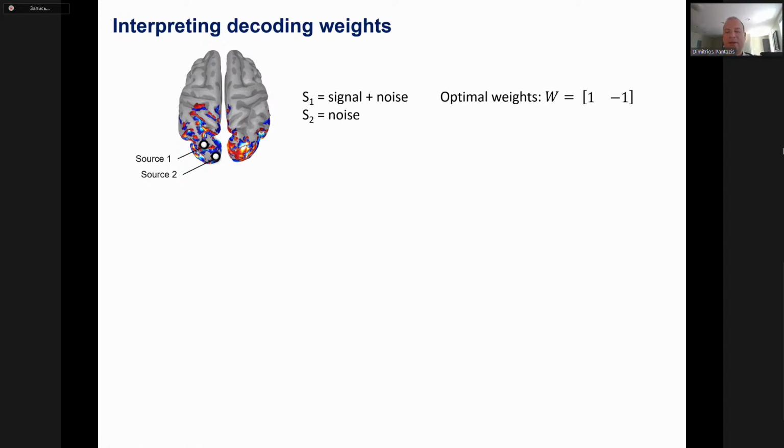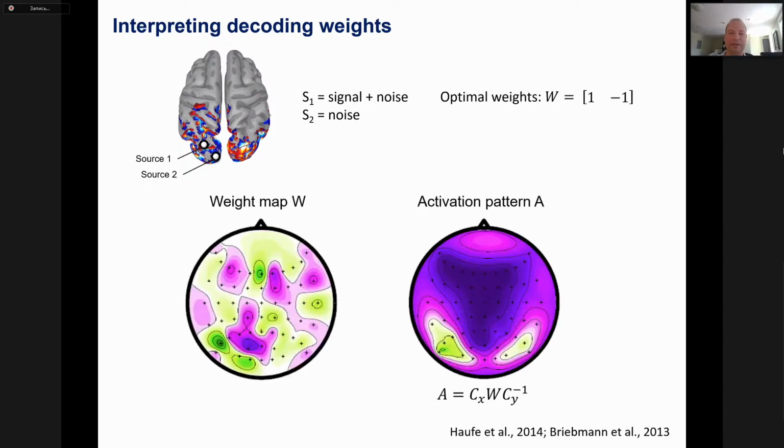So the classifiers extract weights that are optimal to enhancing the signal and removing noise, and we should interpret them as such, and not that wherever you have strong weights, there is signal. And that's what we see here. The weights actually have noisy-like patterns because the classifier is very efficient in extracting the optimal patterns, but this is not interpretable brain activity.